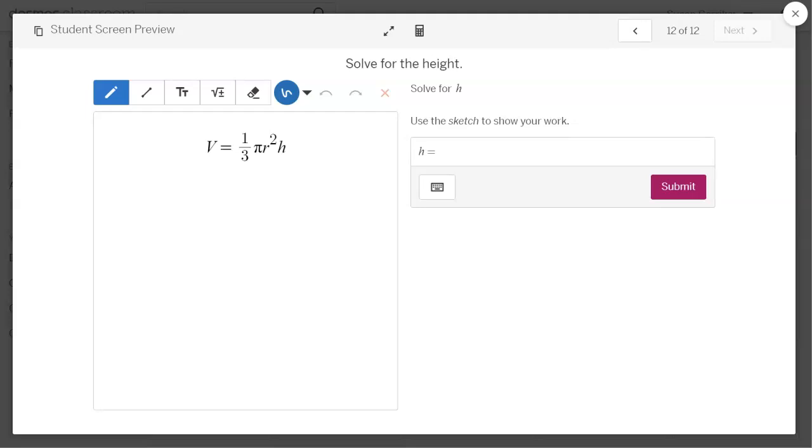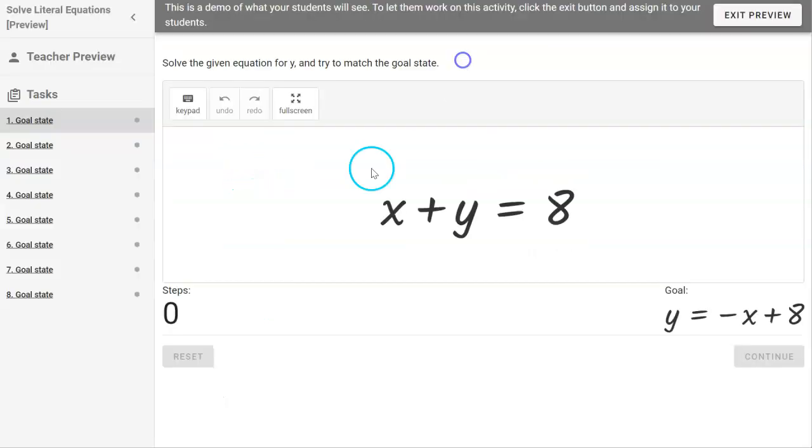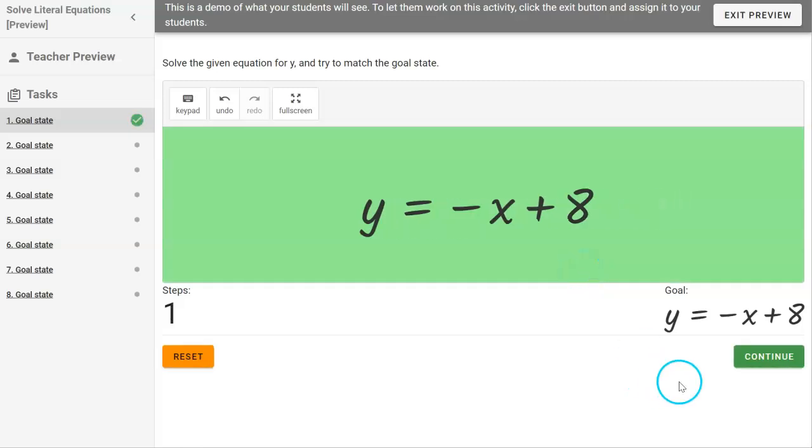If they really need it, they can go to math.new and type the formulas and solve the formulas for the given variable. But let's go to Graspable Math and look at the activity. So this activity has 8 goal state questions. The first one is fairly simple, and the goal is down here, so they'll just drag this X over here to isolate the Y.